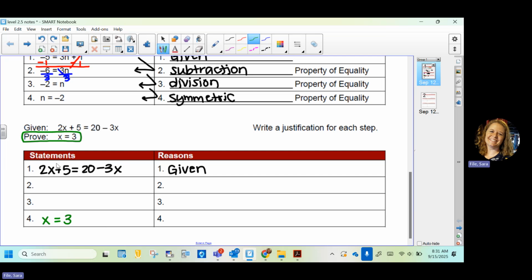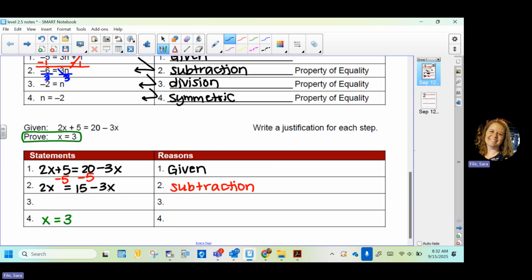All right. So if I'm trying to solve this for x, what am I going to have to do first? I'm going to subtract 5, okay? So we will subtract 5. What I do to one side, I do to the other. Now, I'm showing this because it's our notes. You don't have to show the actual subtraction, okay? But this is the subtraction property of equality. I'm just going to write subtraction. Now that is going to leave me with 2x equals 15 minus 3x.